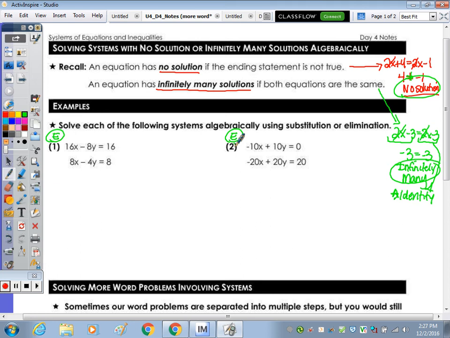So in this one here, when you solve it and you multiply this one by a negative 2, let's bring down the first equation, 16x minus 8y equals 16. Distributing this all the way through, we end up with negative 16x plus 8y equals negative 16. When you add those together, what do you get? This becomes 0, this becomes 0, and this becomes 0. 0 equals 0, which is true. That's a true statement. So do we have infinitely many or no solution? Infinitely many.